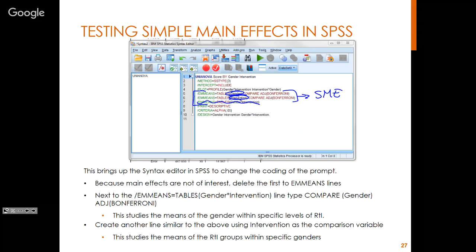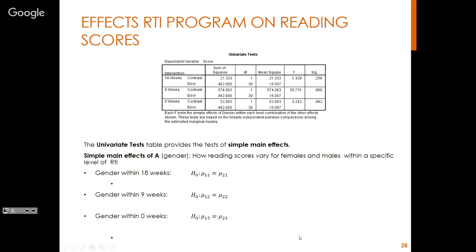Each of those will give you 3 different tables, and you go to the last one first, which is titled univariate test, and it says simple main effect of gender. So this is gender within the 18 weeks, within the 9 weeks, and within the 0 weeks.